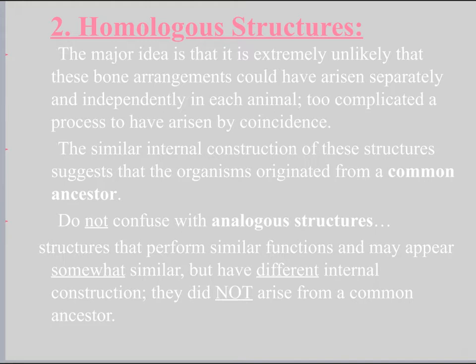So like I was saying, the major idea is that it's extremely unlikely, almost impossible, that the bone arrangements could have arisen separately and independently. It's too complicated a process. It's just too big of a coincidence that they all have the same structures. So this indicates that these structures came from a common ancestor. Meaning, again, one of these things did not become another. When we're talking about evolution, I'm not talking about monkeys turning into humans or gorillas turning into humans.